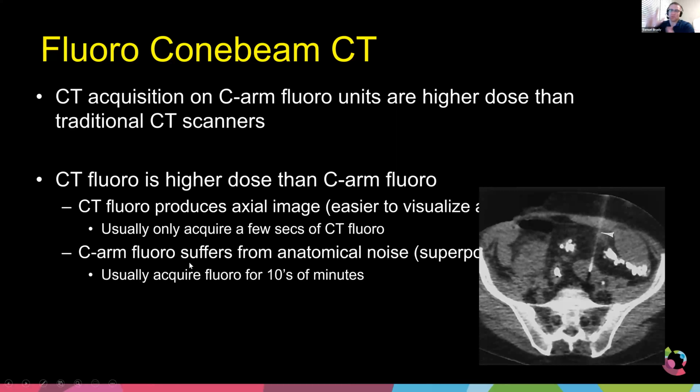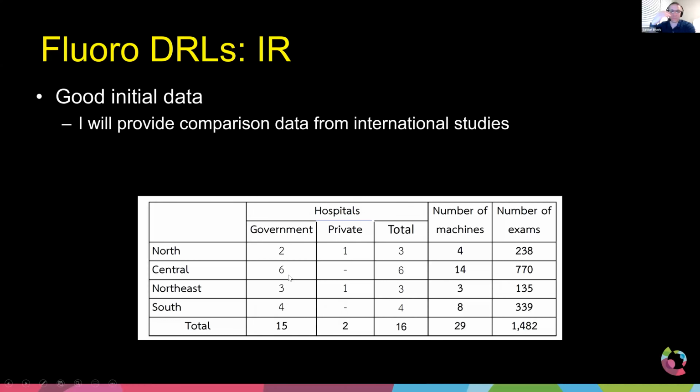But obviously, you've all seen fluoro images. There's a lot of anatomical noise because it's a superposition of all the anatomy in one two-dimensional image. Whereas obviously in CT, we flip it on its head. So even though the traditional CT scanner will have a little bit more dose in the fluoro mode, you just get much more information. So typically you go faster. You're only working for a few seconds in CT fluoro mode, whereas you might be working for tens of minutes in a traditional C-arm fluoro mode.